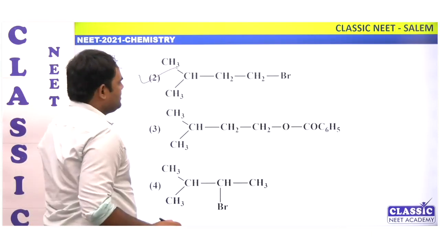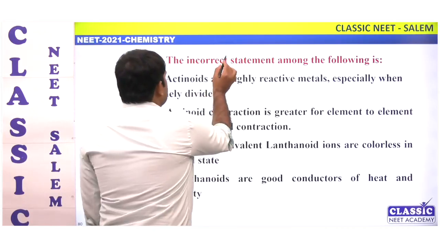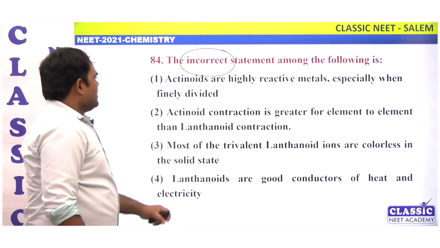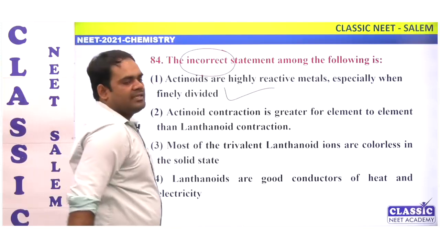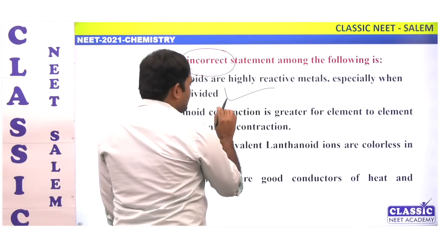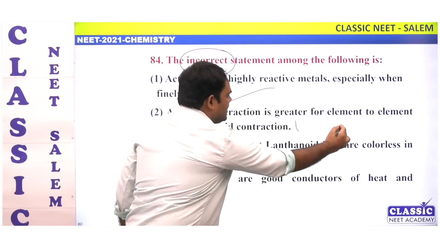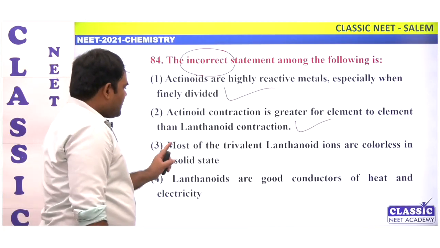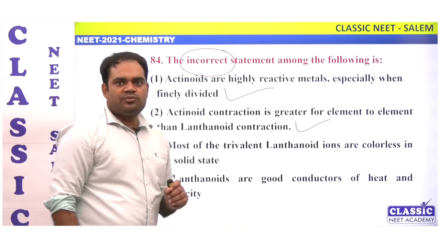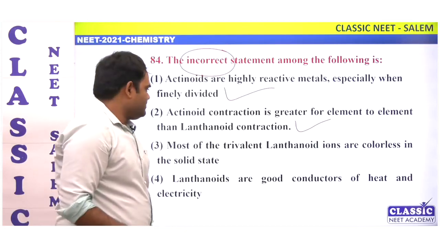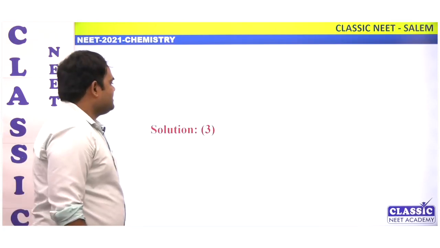Next one, question number 84. He is asking the incorrect statement among the following. So we have to check which one is the incorrect statement. Actinoids are highly reactive metals, especially when they are finely divided. It's a correct statement. Actinoid contraction is greater from element to element than lanthanoid contraction. That is also correct. Most of the trivalent lanthanoid ions are colorless in the solid state. No, they are colored, not colorless. So that is the wrong statement, and the incorrect statement will be our correct answer.